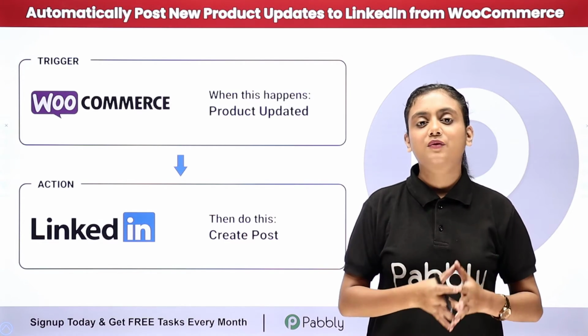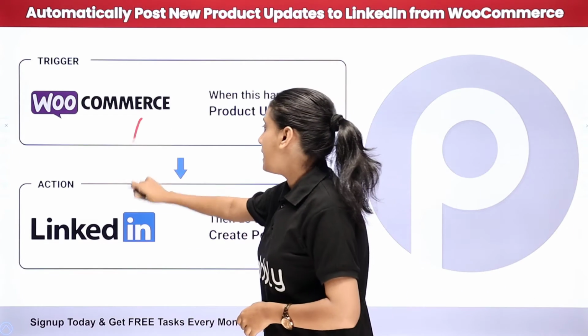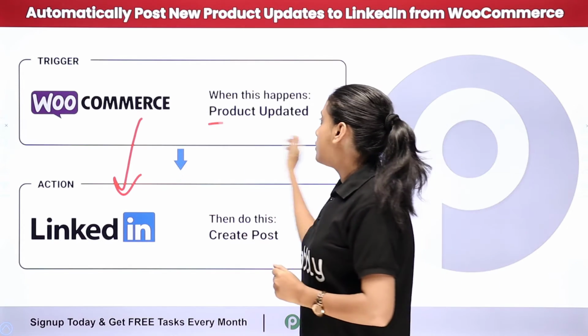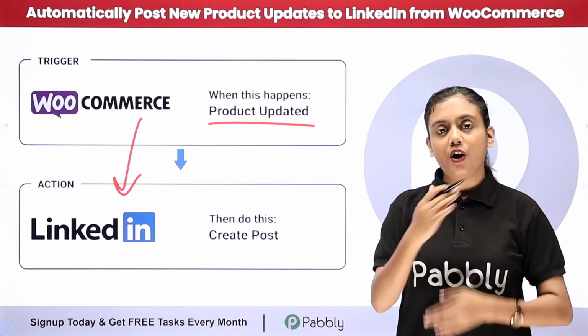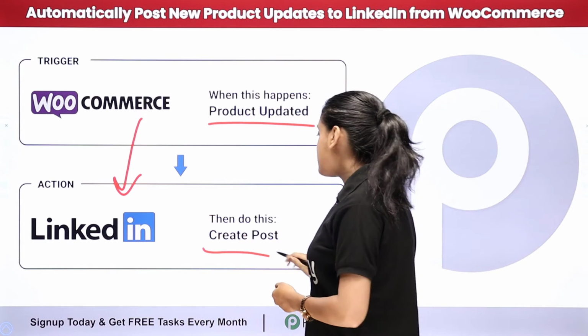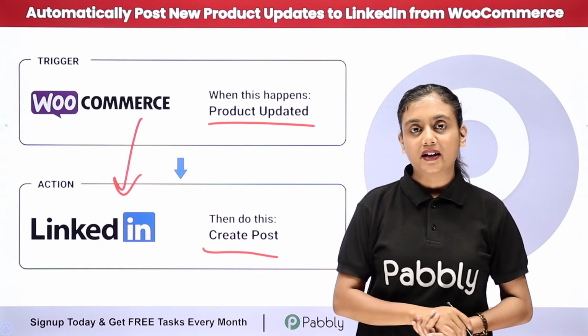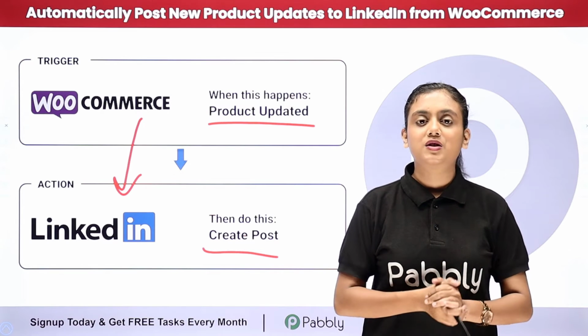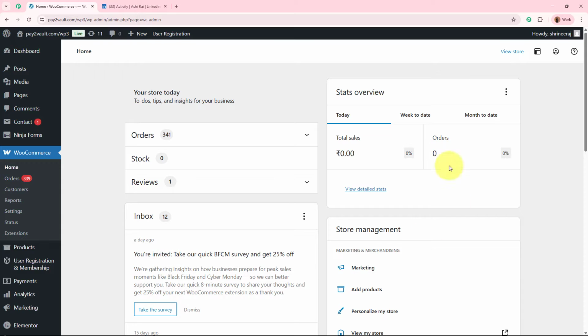So to solve this, I have created a connection between WooCommerce and LinkedIn using Pabbly Connect. Now whenever a product is updated in my WooCommerce store, automatically a post regarding that is going to be created on my LinkedIn profile. So now if you want to learn this entire process step by step, for that I'm going to take you towards my screen. Welcome to my screen.